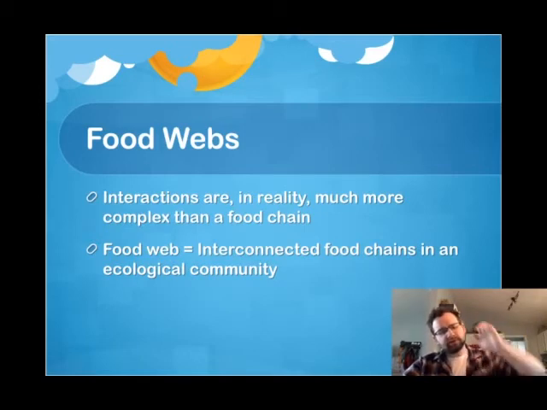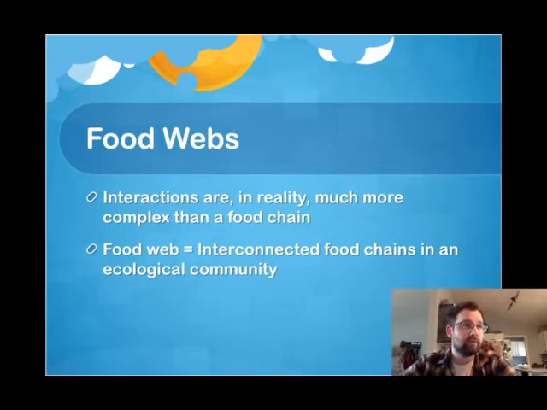Last thing, rarely would an ecologist specifically look at a food chain. If you're really interested in what's happening to a single calorie as it moves through an ecosystem, sure, you might do that. But a food web shows the more complicated relationships in an ecosystem with its community. Just like a food chain is like a chain, a link of organisms, a food web is a big conglomerate mess of interactions because it's complicated out there, right? So interconnected food chains in an ecological community.